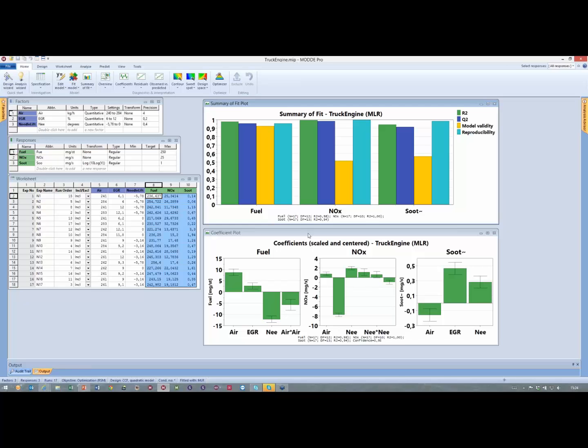In the PowerPoint part, we were looking at what we call response contour plots as a means for interpreting how factors and responses are correlated. An alternative representation is given down here, where we can also look at the regression coefficients. So we have the optimized profile of regression coefficients with regards to each response: the fuel, the NOx, and the soot regression coefficient profiles.